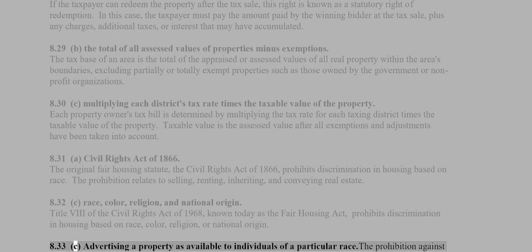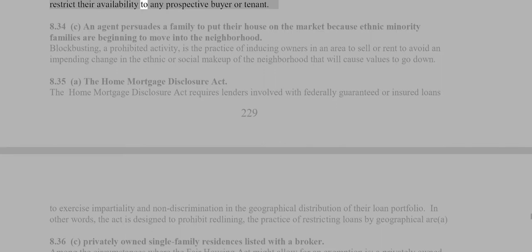8.33 c. Advertising a property as available to individuals of a particular race. The prohibition against discriminatory advertising states that an agent may not advertise residential properties in such a way as to restrict their availability to any prospective buyer or tenant.